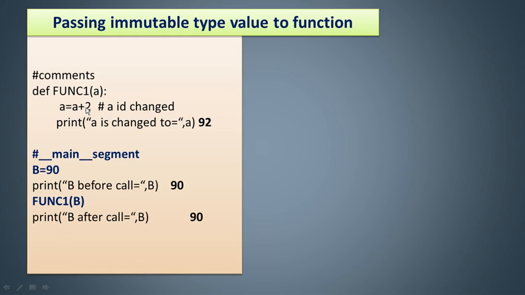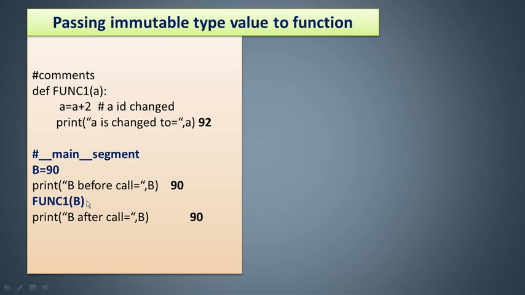So when we increase the value of a, what happens? A represents the id, and at that id there is a value, that value is 90. So 90 plus 2 is 92. So 92 will be displayed, and 92 is a value that will have another id. So the id of a is now changed in this function body.